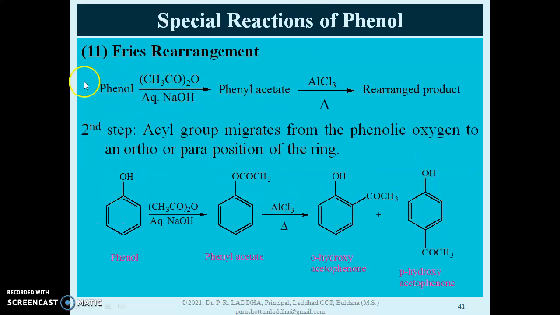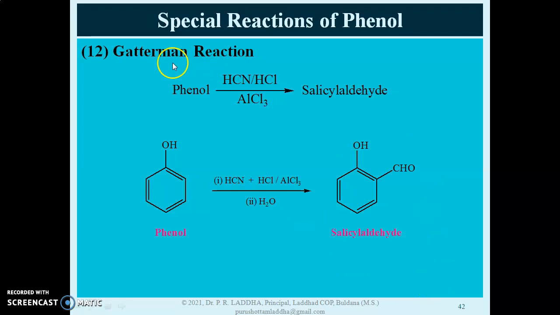Fries rearrangement reaction. When phenol is treated with acetic anhydride in presence of aqueous NaOH, phenyl acetate is formed, which on treatment with AlCl3 gives the rearranged product. So this phenol on acylation reaction gives OCOCH3. We have already seen that reaction. Phenyl acetate on treatment with AlCl3 gives ortho-hydroxyacetophenone and para-hydroxyacetophenone.